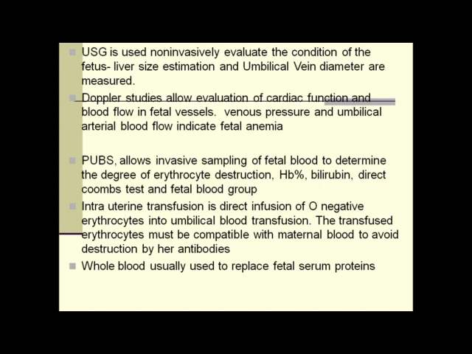Percutaneous umbilical blood sampling allows invasive sampling of fetal blood to determine the degree of erythrocyte destruction, hemoglobin percentage, bilirubin, direct Coombs test and fetal blood group. Intrauterine transfusion is direct infusion of O negative erythrocytes into the umbilical vein. The transfused erythrocytes must be compatible with the maternal blood to avoid destruction by Rh antibodies. Whole blood is usually used to replace fetal serum proteins.